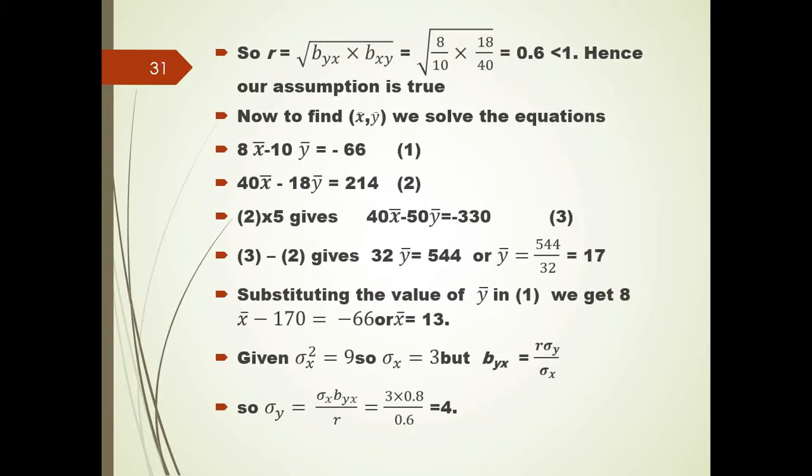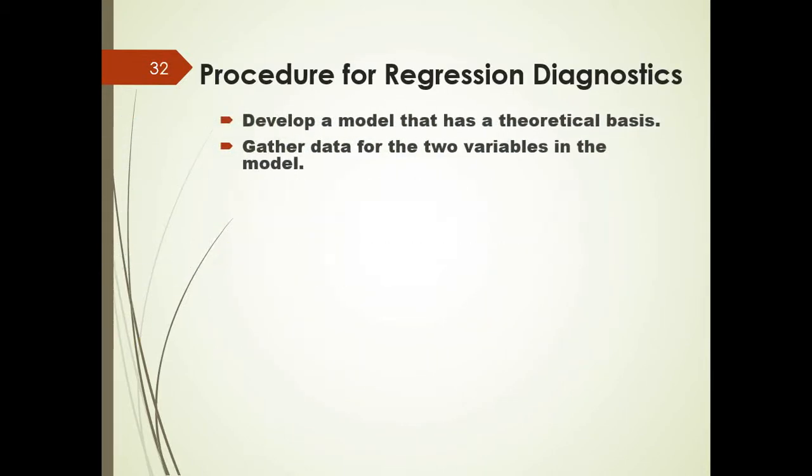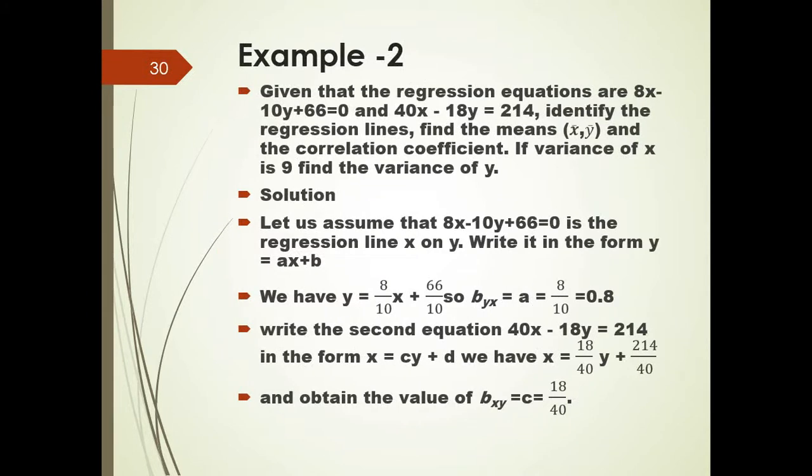Before concluding, I just wanted to give you a small tip to identify the regression line correctly. Here you are given two equations: 8x minus 10y plus 66 equal to 0, and 40x minus 18y equal to 14. Looking at these equations, we can see that 40 is the maximum coefficient of x and y. So this equation is taken as the equation x on y.